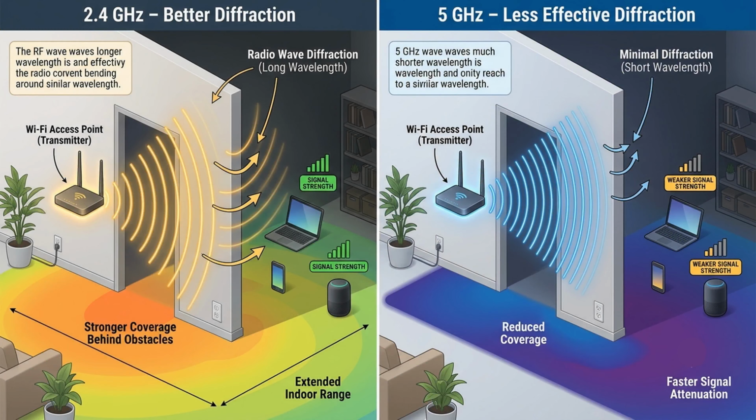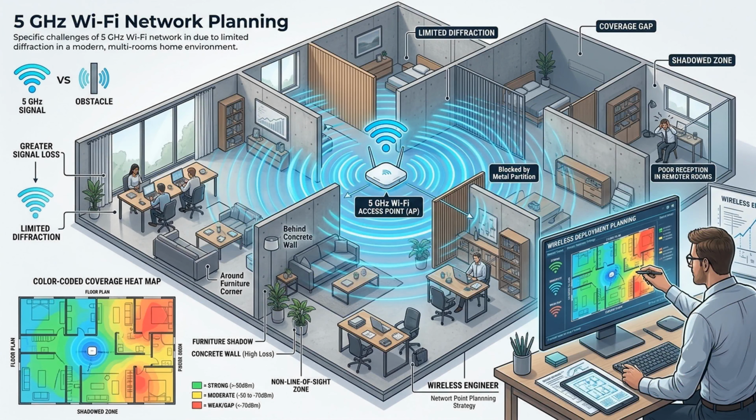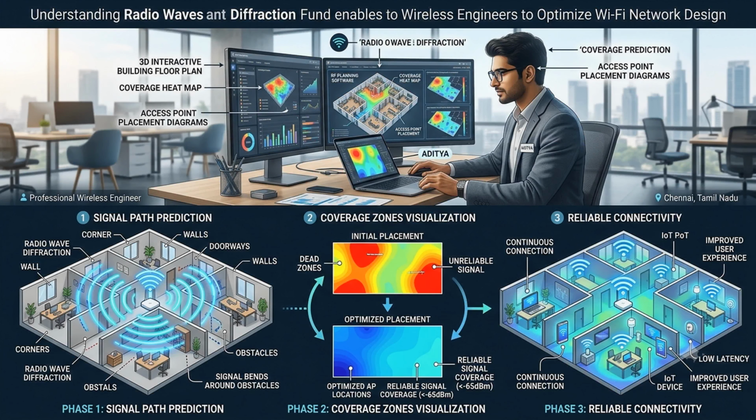For example, a 2.4 GHz Wi-Fi signal typically diffracts more effectively and maintains better coverage around obstacles than a 5 or 6 GHz signal. As a result, 5 or 6 GHz networks often experience greater signal loss in obstructed environments, making diffraction an important consideration when planning wireless deployments. Understanding diffraction helps wireless engineers predict coverage patterns and optimize access point placement to achieve reliable connectivity throughout a network.